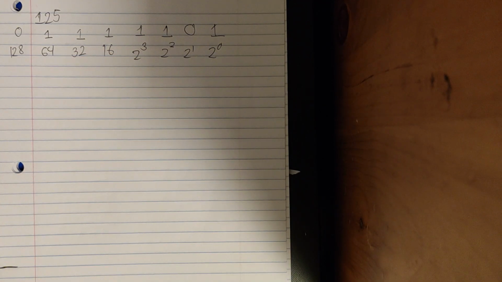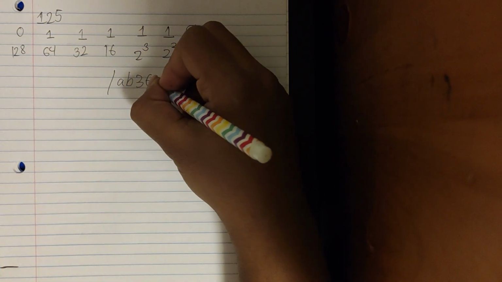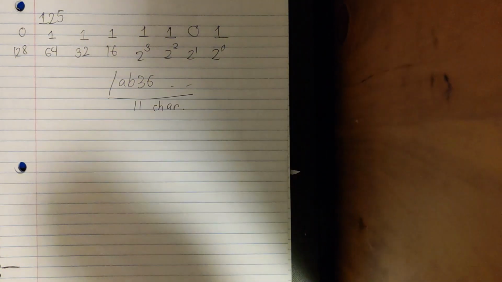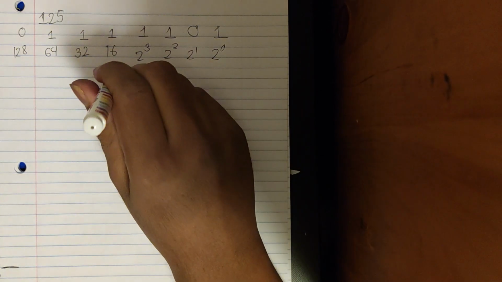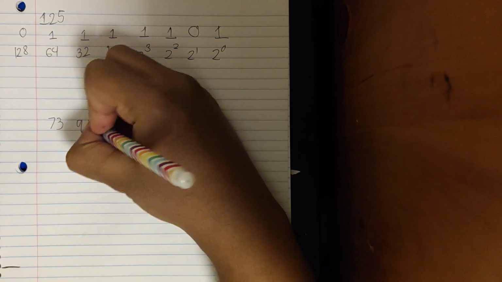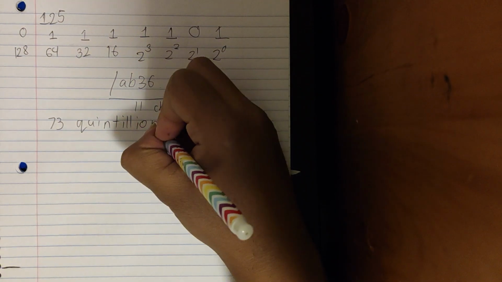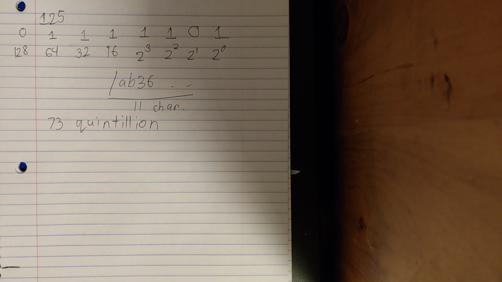Now, why do we actually need to convert a number from one base to another? Think of the YouTube URL. At the end of the URL, you will see something like AB36, and other characters, 11 characters in total. YouTube actually uses a 64 base number system, and with just these 11 characters it is able to pack the decimal equivalent of 73 quintillion video IDs. So that's why going to higher bases makes the numbers more compact.